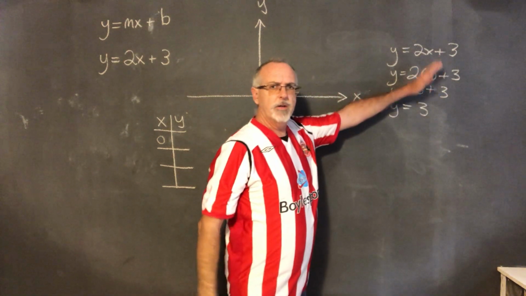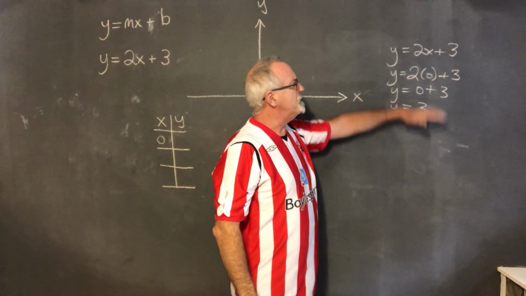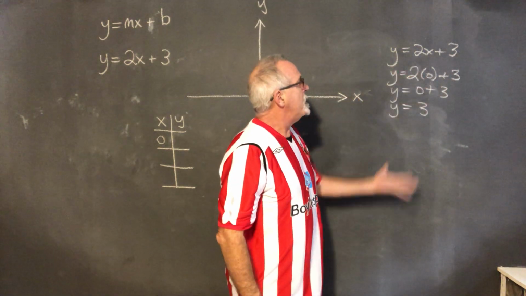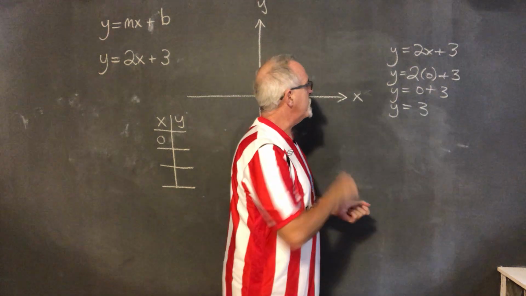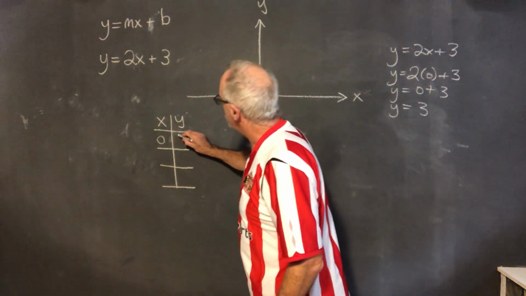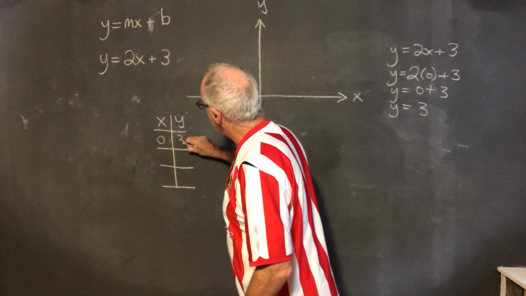So I know students can do this very quickly, and they may not show as many steps as I do, but you should show at least a bit of steps to make sure that whoever's reading your work understands what you're doing. So therefore, if x is 0, that means y is 3, and I can write the 3 over here in my table of values.